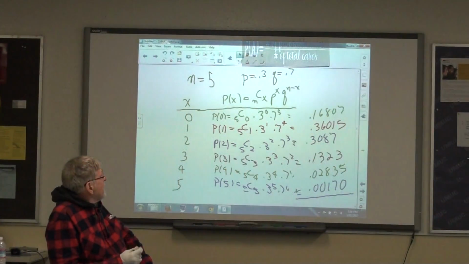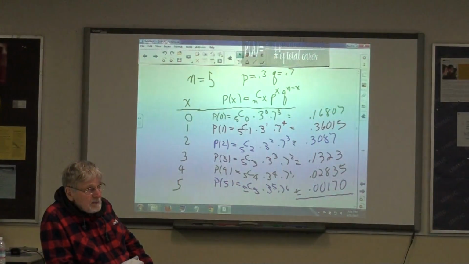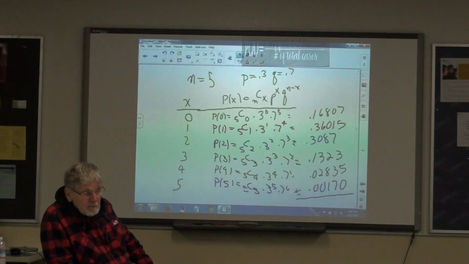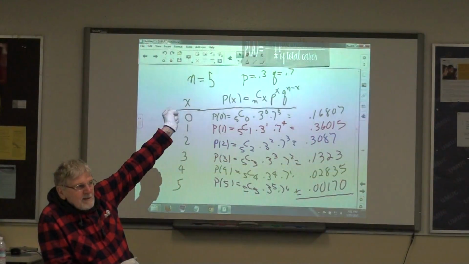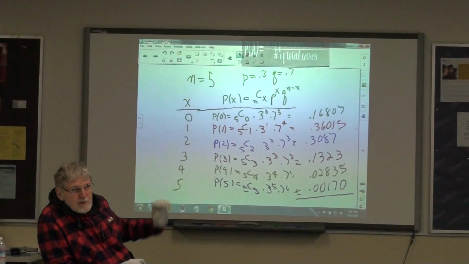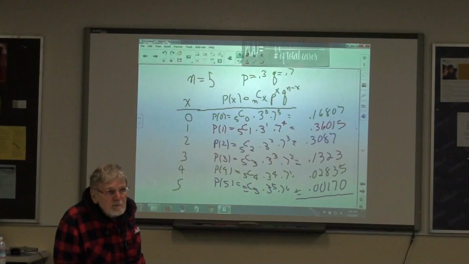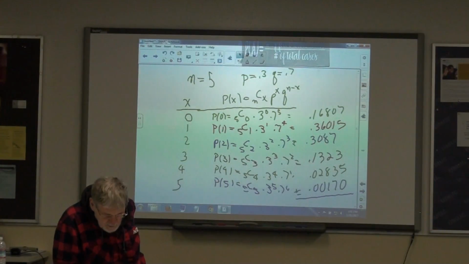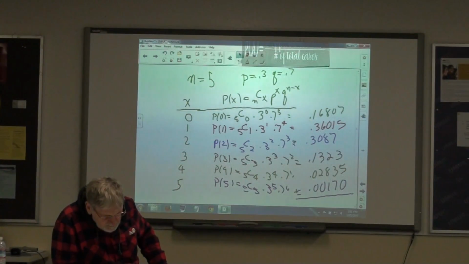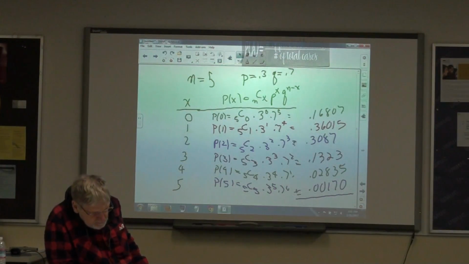0.45. In our selection, n, x, p, and q, which one? It's p. It's a background percentage. What's q? 0.55. Good. Please continue. The display shows the probabilities obtained by entering the values of n equals 5 and p equals 0.45.